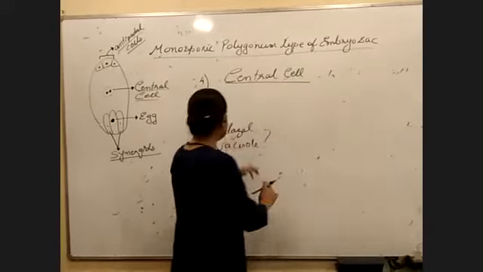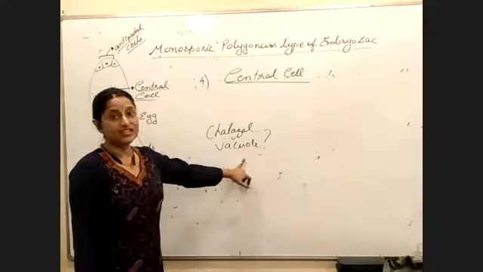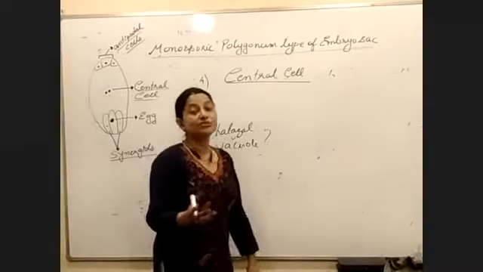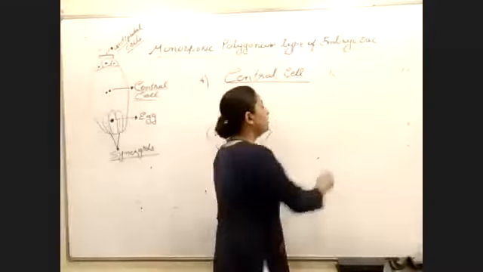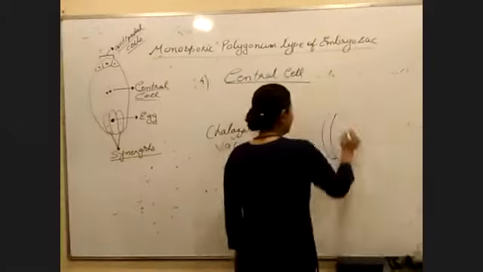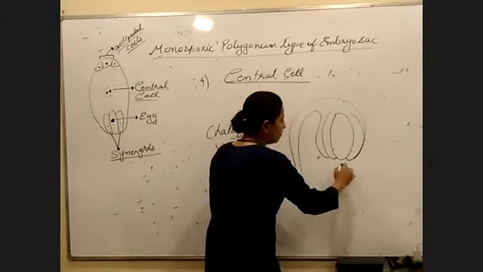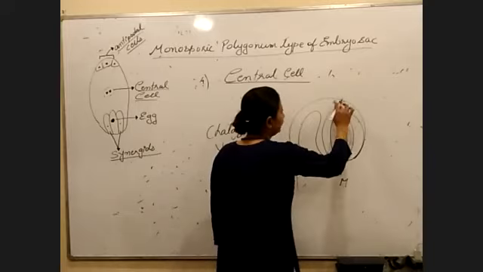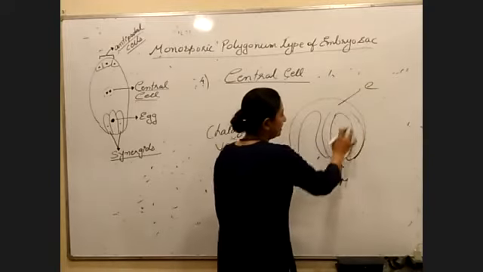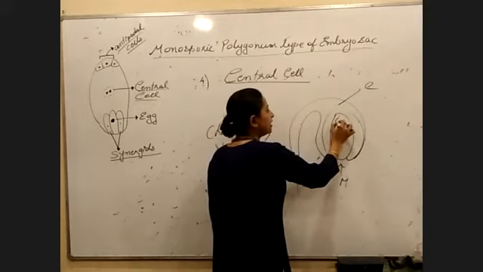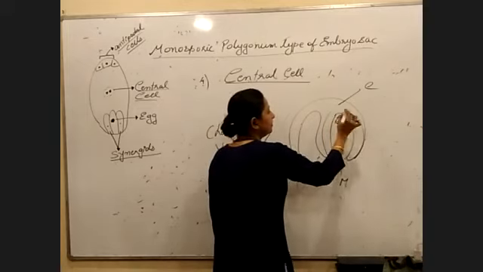Okay, for the next student who is asking about the chalazal vacuole, right? Chalazal vacuole means the vacuole that is present at the chalazal area. If you're talking about this as the ovule, this is the micropyle, and this area would be called the chalazal end.